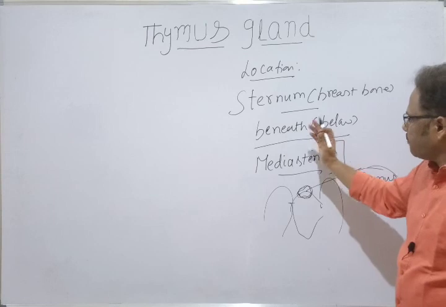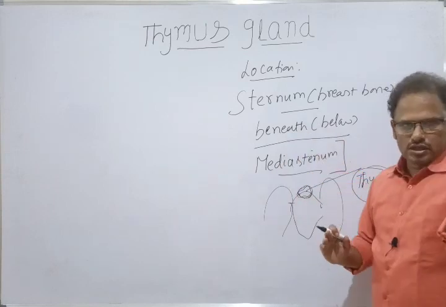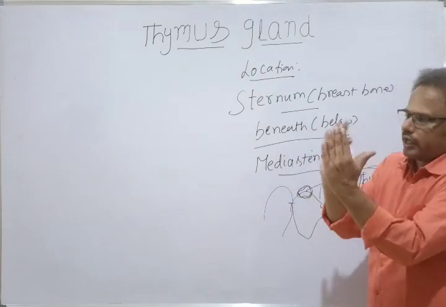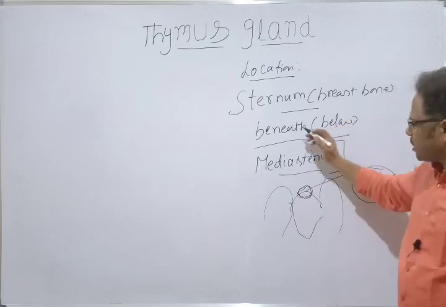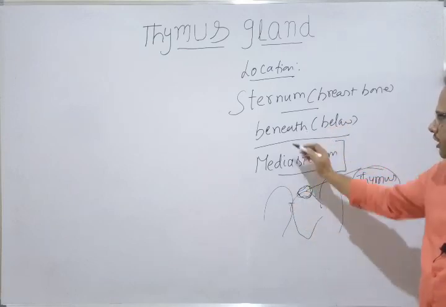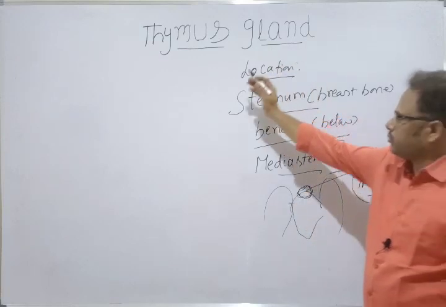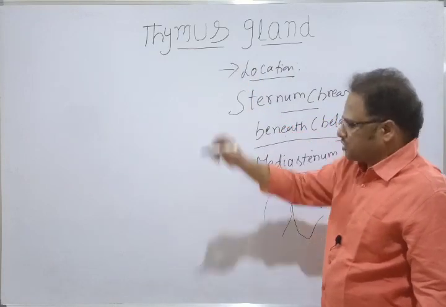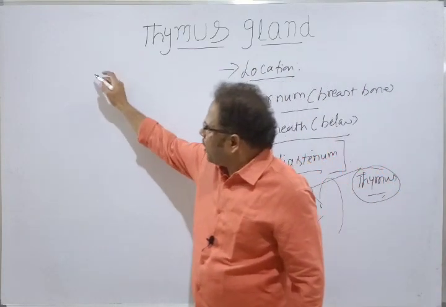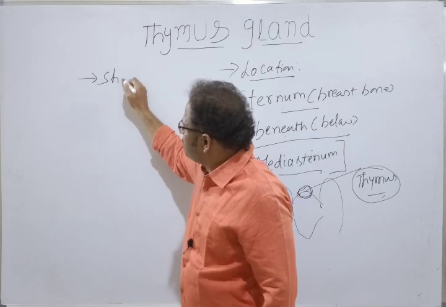So it is present beneath, meaning below, the sternum bone. Here is the mediastinum. That's the location of the thymus gland. The first point was location. Now the shape of the thymus gland. What is the shape?